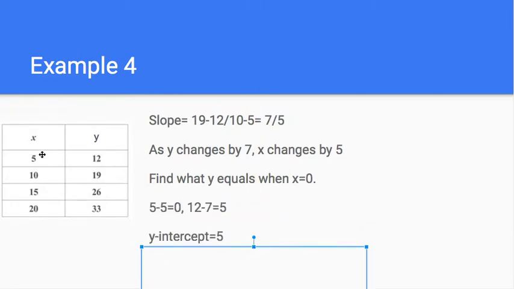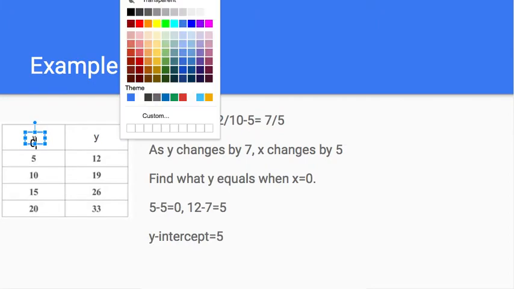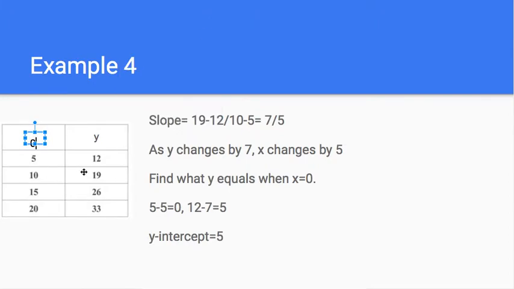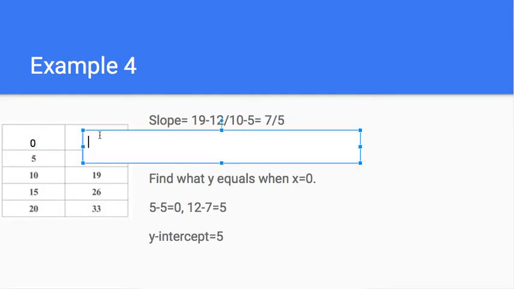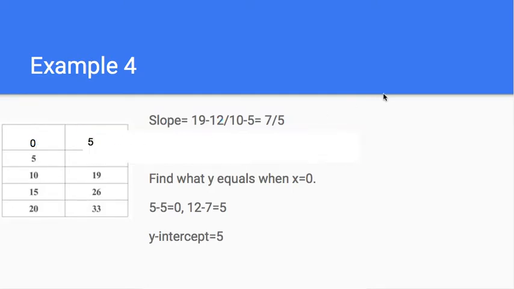My y-intercept here is 5. You see this is going by 5, so work backwards. 5 less is going to be 0. And on the other side, it's changing by 7 each time. Well, 7 less is going to be 5.